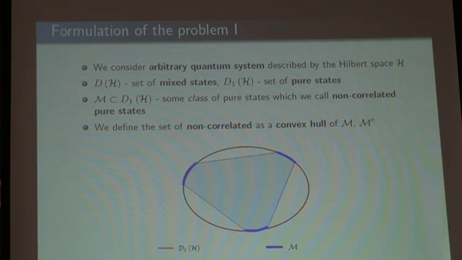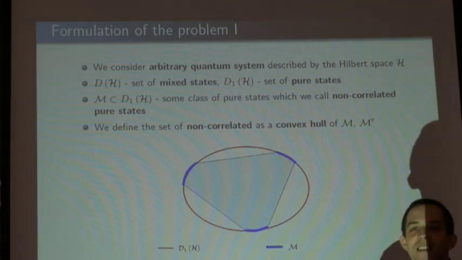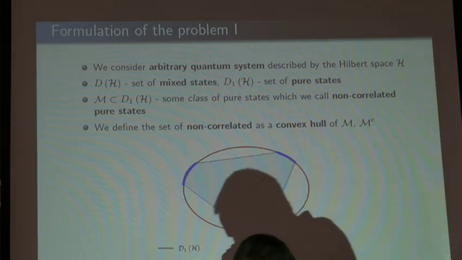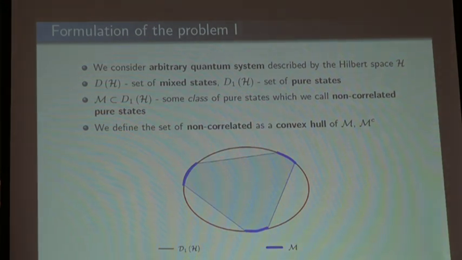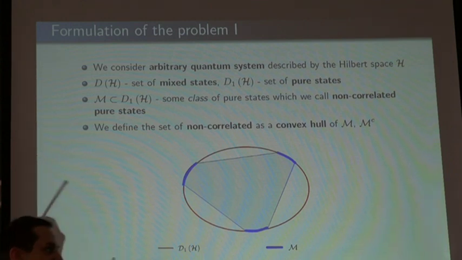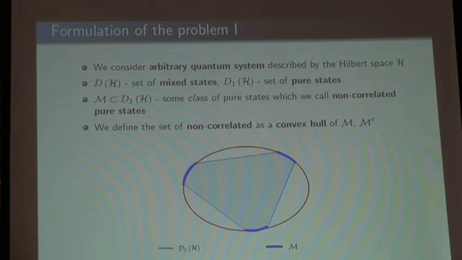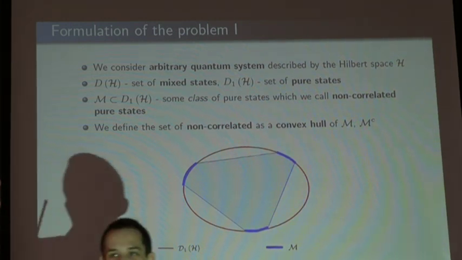Take a hydrogen atom and two sets of variables. One is the position of each particle, the other is a relative coordinate and the center of mass. In one set of variables, there is a correlation, in the other, not. So at this point, I did not specify M. I will in a second. So don't worry about it.